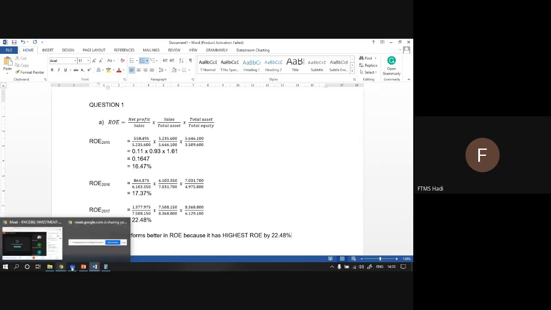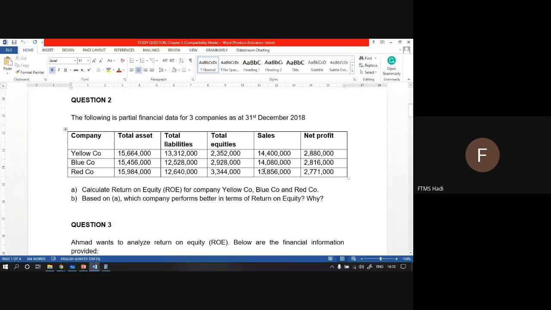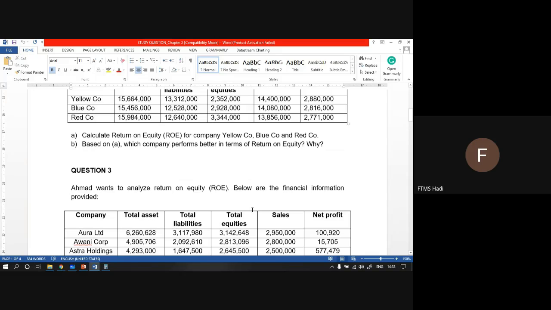All right, another question. Use the same formula and the same way on how to do that. Just be alert on sales, net profit, those items, and then the figures that you put and the calculation are also very important, to avoid those mistakes.